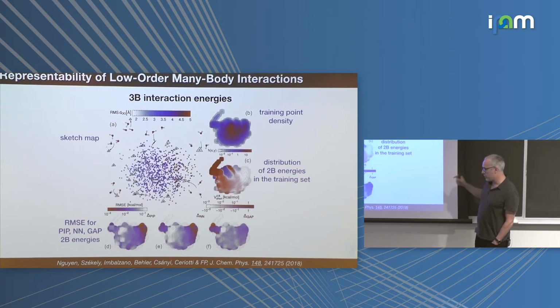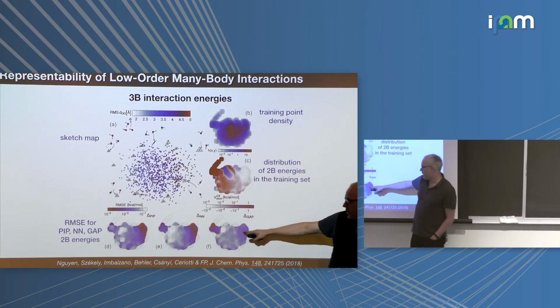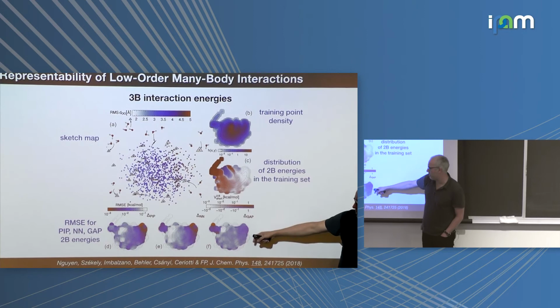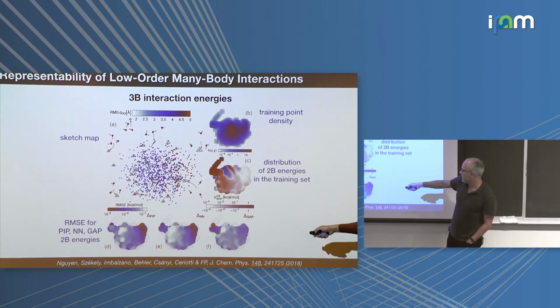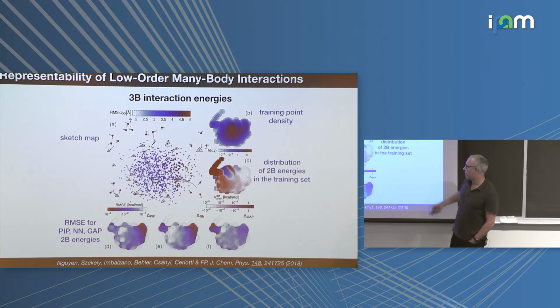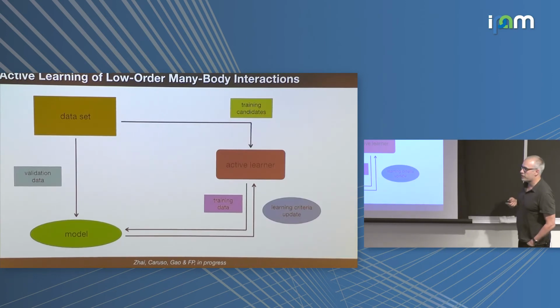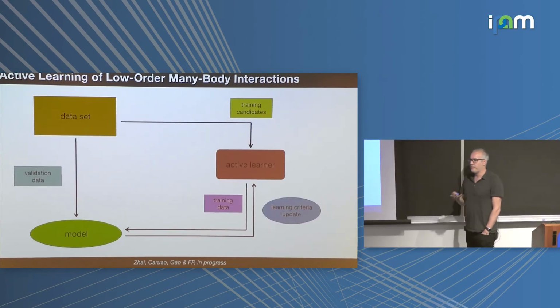Interesting, if you go to the two-body, actually now it seems that GAP is having problems in representing regions where both the permutation invariant polynomials and neural network actually work very nicely here with small errors. It's doing much better in this region where instead these two methods work very similarly. So now the question is how we can build this training set before doing the simulation.